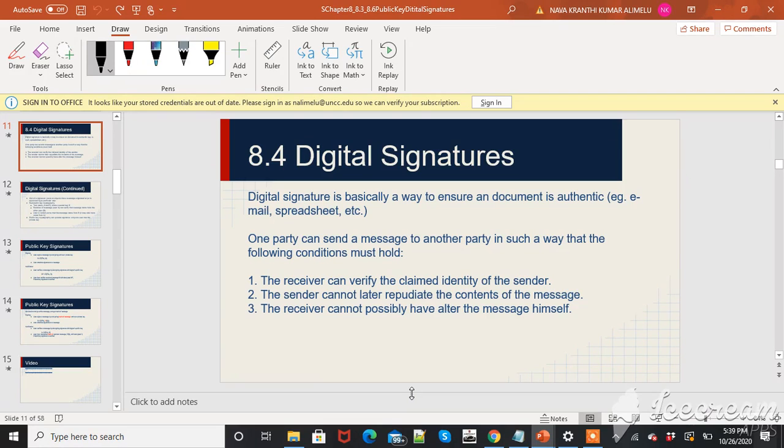Hi, today I'm going to explain about digital signatures. A digital signature is a process that guarantees that the contents of a message have not been altered in transit.